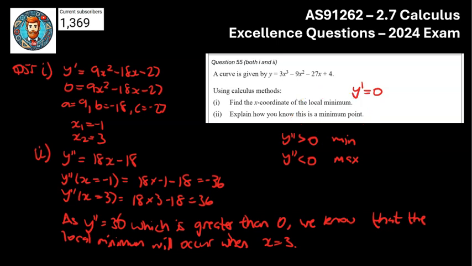But if you did throw in another sentence linking that to the maximum part, then you wouldn't go astray at that point there. So that wraps up all the excellence questions for this 2024 exam.